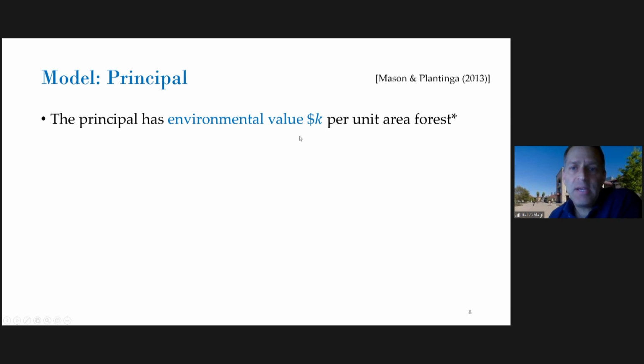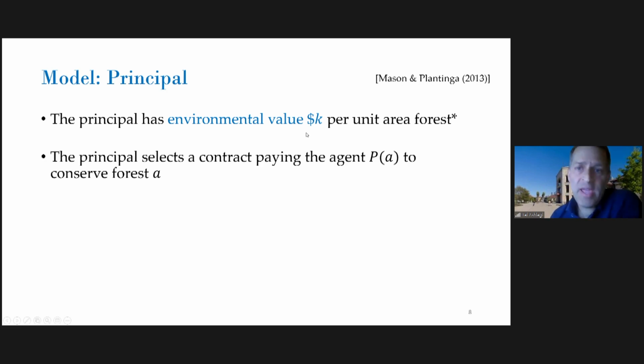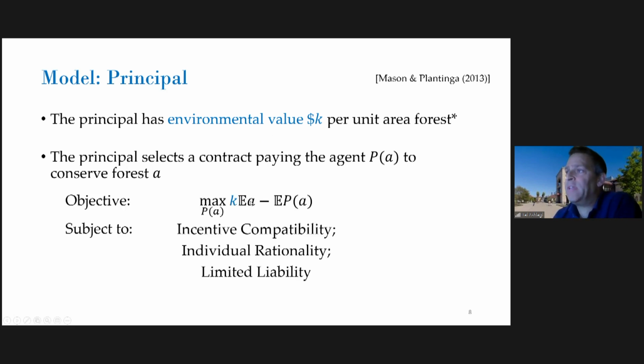The principal selects a contract that is essentially paying the agent some amount to conserve land, and is trying to maximize this objective: k, the environmental value, times the expected amount conserved, minus the expected payment. There are standard constraints to take into account the strategic behavior of the agent. We are imposing incentive compatibility, individual rationality, and limited liability. Limited liability just means that we're not charging the agent anything. We can only pay the agent.